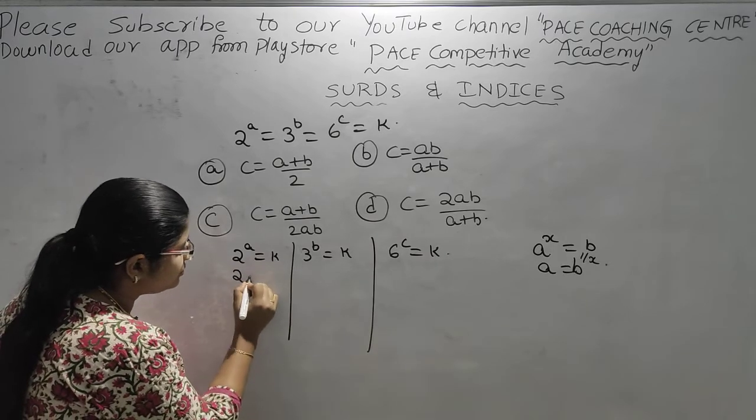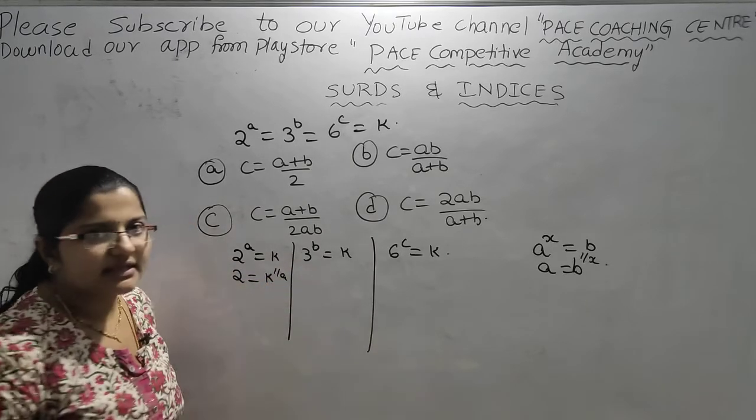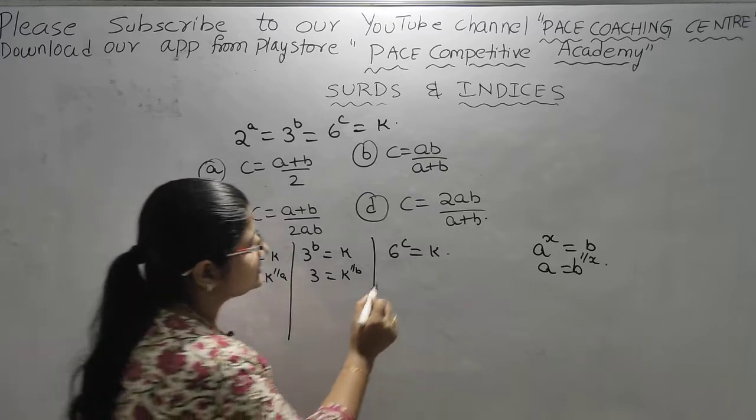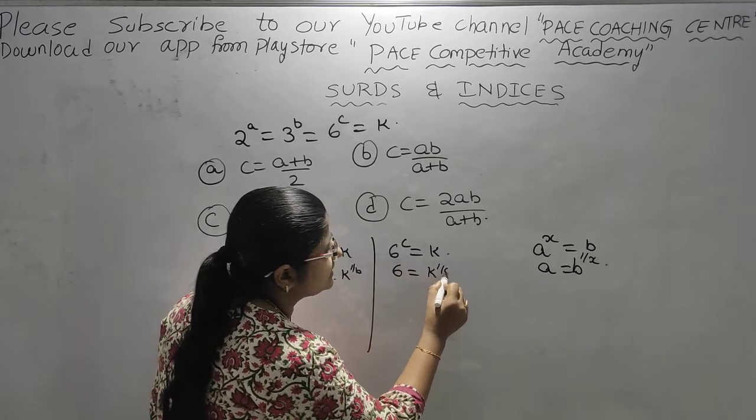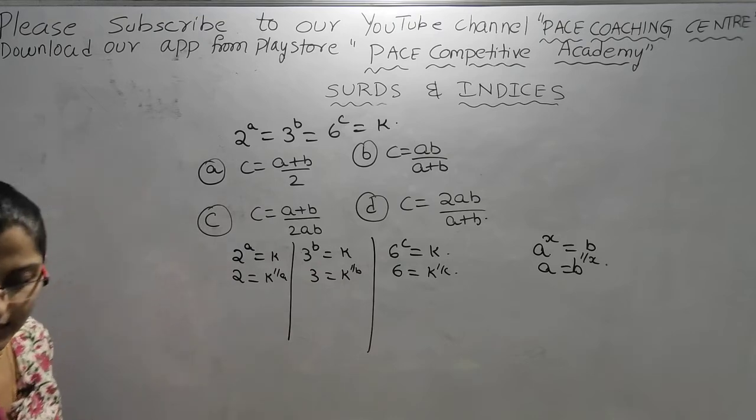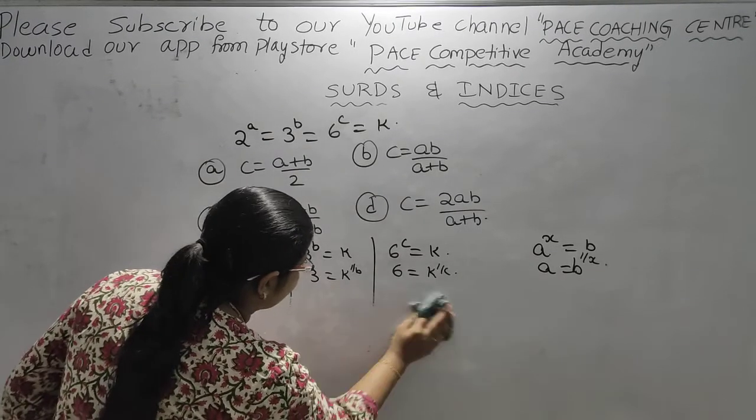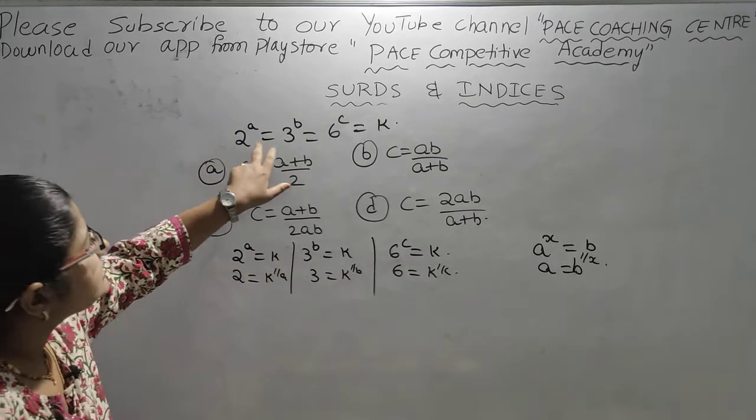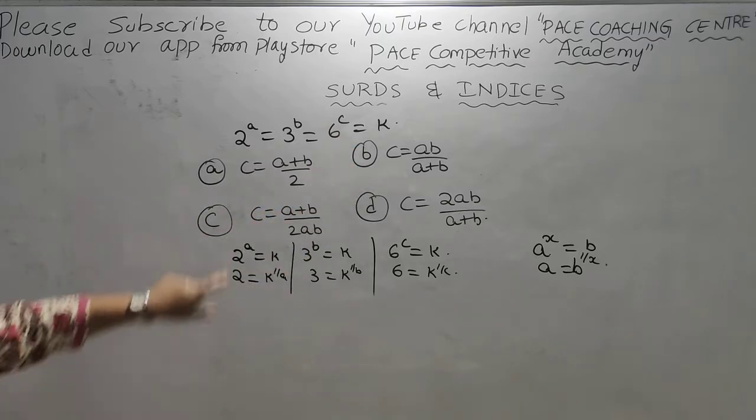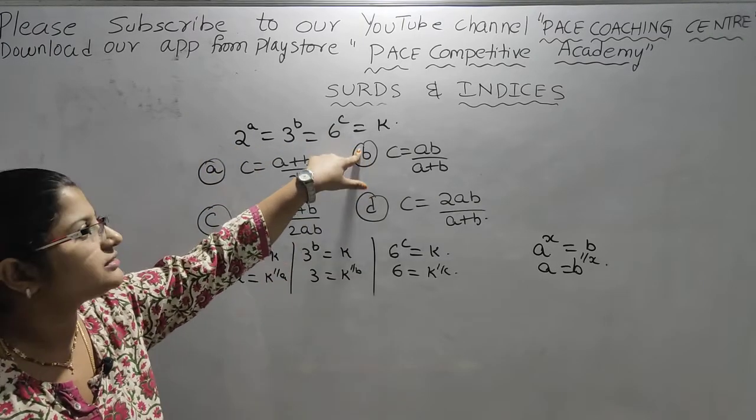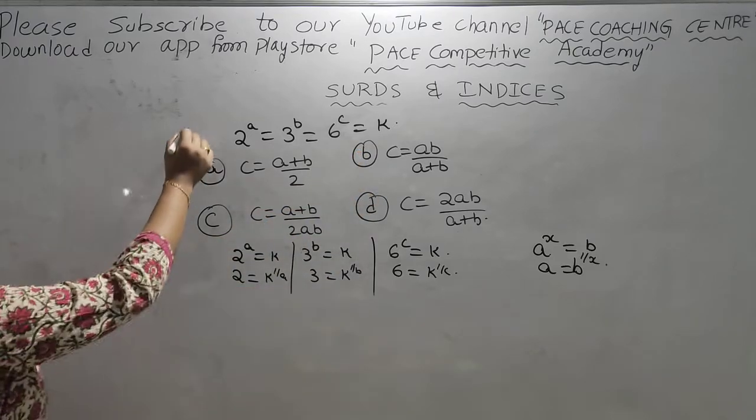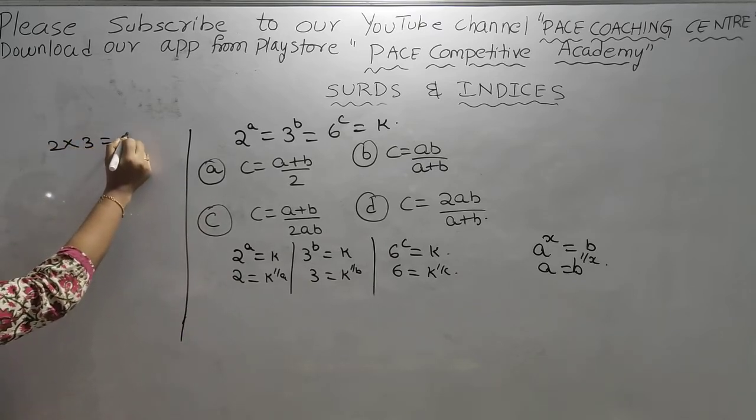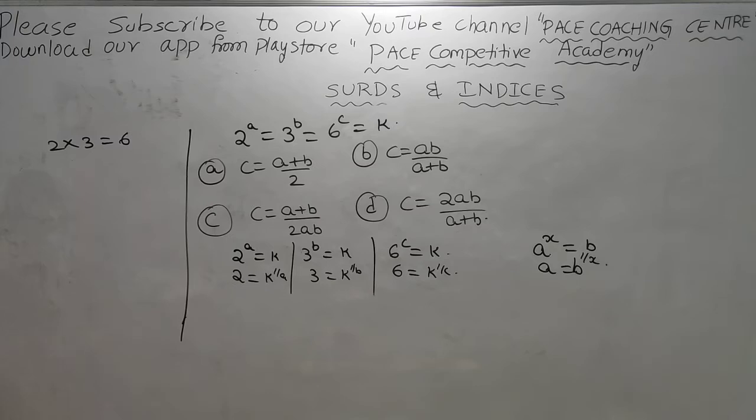So how can I write 2? 2 is equal to k power 1 by a. 3 is equal to k power 1 by b. 6 is equal to k power 1 by c. Now, in every question he gives some relation between the bases. So, can you find any relation between 2, 3 and 6? Yes, 2 into 3 is equal to 6. Right, 2 into 3 is equal to 6.